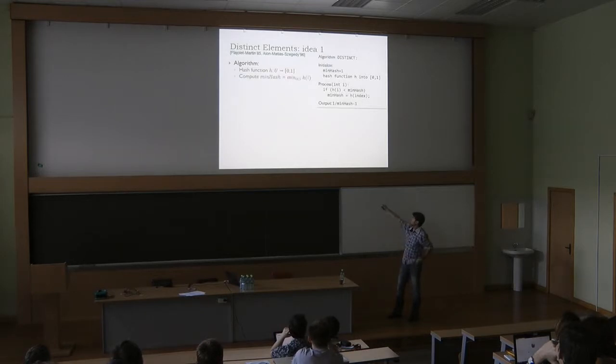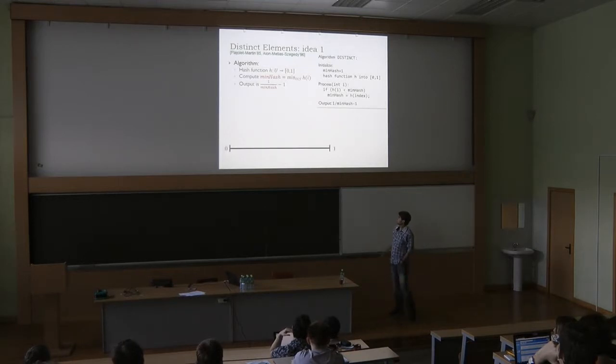What we'll do is compute this min hash, which is the minimum over all elements that we have seen. This set S is, say, all the elements in the stream. So we compute the minimum hash. And the output is essentially 1 over min hash, minus 1. The minus 1 really doesn't matter that much, since we expect this number to be large, and it's approximate. So what matters is 1 over min hash.